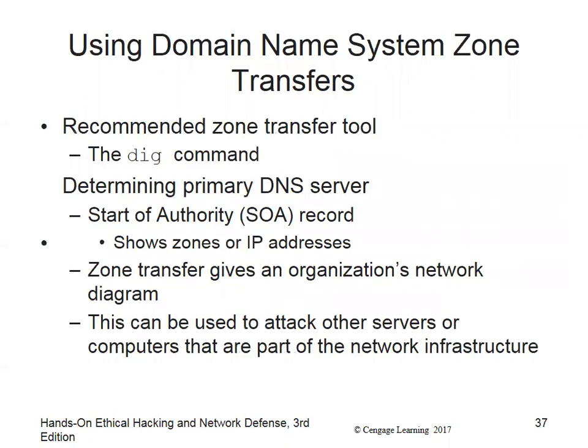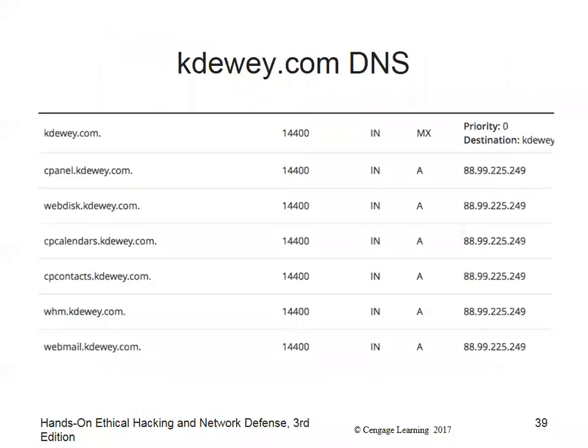Okay, the DNS. Now let's go to the SOA. There it is. There's an SOA record for kdewey.com. You can see cpanel.kdewey.com, webdisk.kdewey, cpcalendars, and all kinds of webmail.